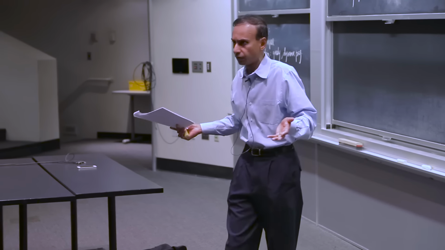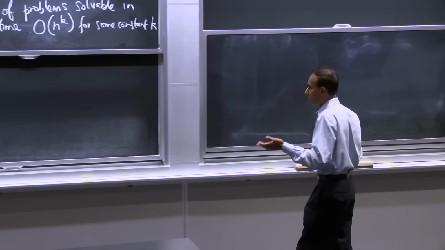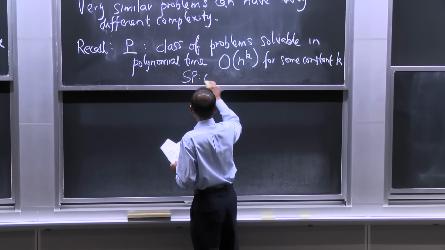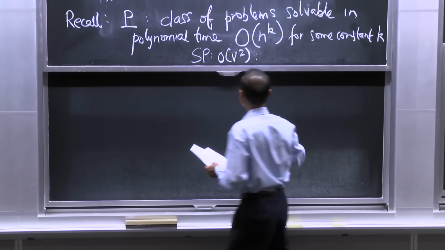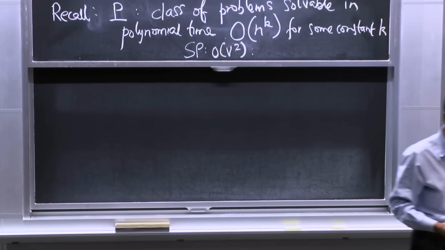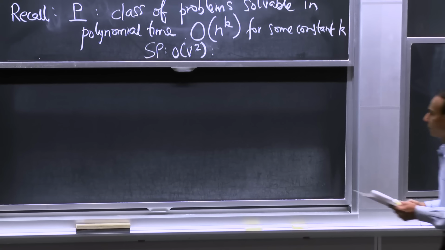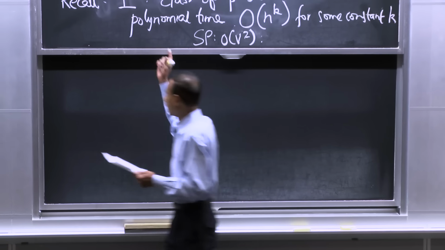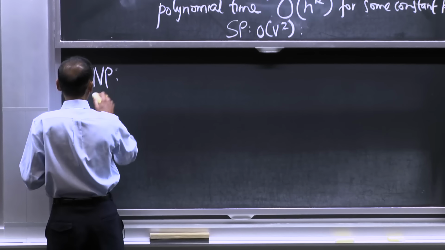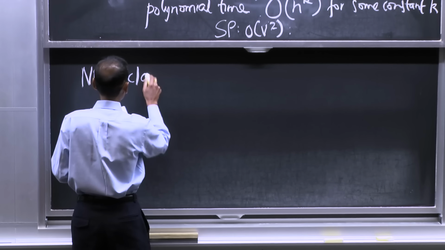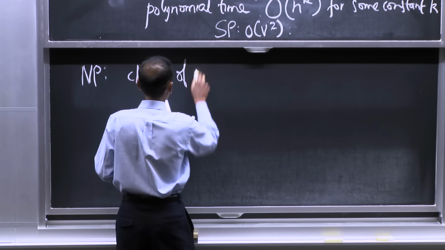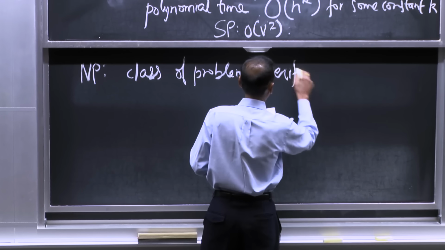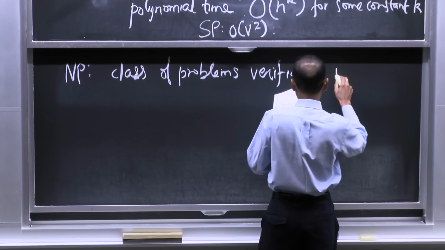There are many examples of polynomial time algorithms, of course, for interesting problems like shortest paths. The shortest path problem is order v squared, where v is the number of vertices in the graph. You can do a little bit better if you use fancier data structures, but that's an example. NP is another class of problems that's very interesting. This is the class of problems whose solution is verifiable in polynomial time.